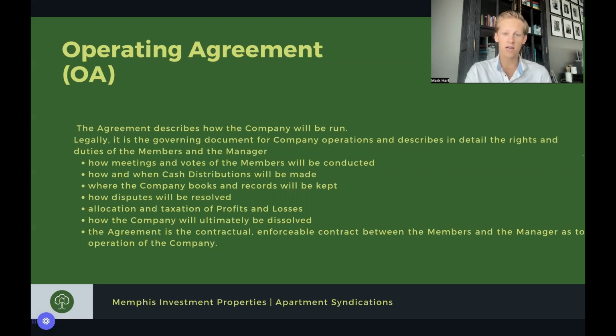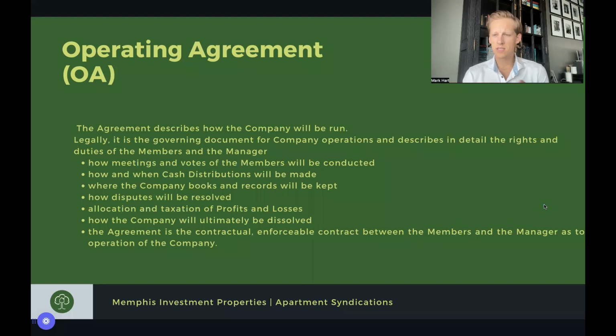So legally, it is the governing document for the company operations and details the rights and duties of the members, which is you as the actual investor, and the manager, which is myself, as the general partner. So this is more formal, right? How will meetings and votes of the members be conducted? How and when cash distributions will be made, where the company books and records will be kept, how disputes will be resolved, allocations and taxation of profits and losses, how the company will ultimately be dissolved, and the agreement is the contractual, enforceable contract between the members and the managers as to the operation of the company.